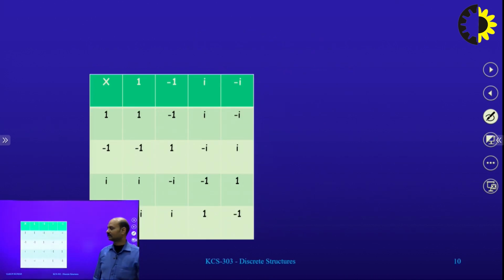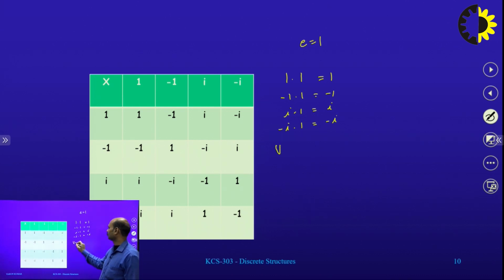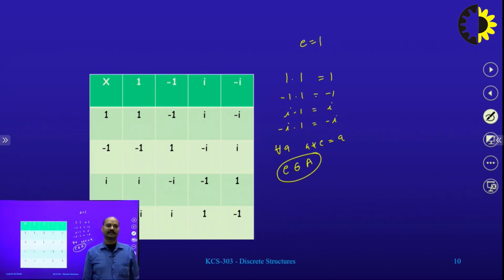So, we check whether there is any identity element in this particular group or not. Here 1 is the identity element, E is equal to 1. Here there are only 4 elements. If we do 1 dot 1 that becomes 1, minus 1 dot 1 becomes minus 1, i dot 1 becomes i and minus i dot 1 becomes minus i. It means for all A, A asterisk E is equal to A. So, here 1 is the identity element and E must belong to the set. Okay. So, here the identity element is 1.